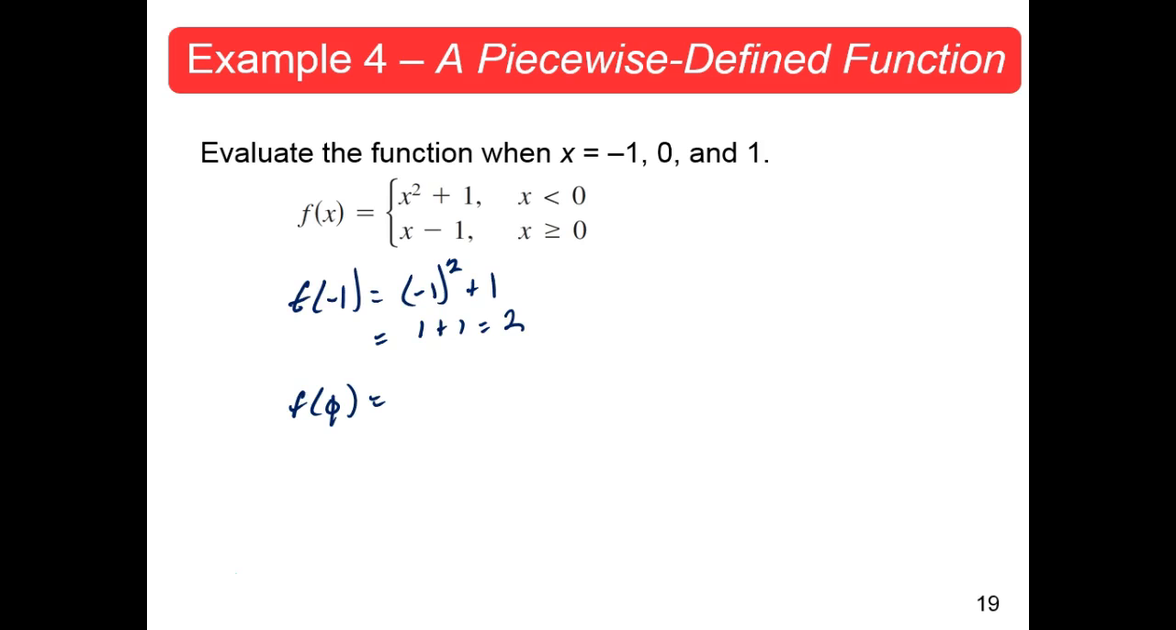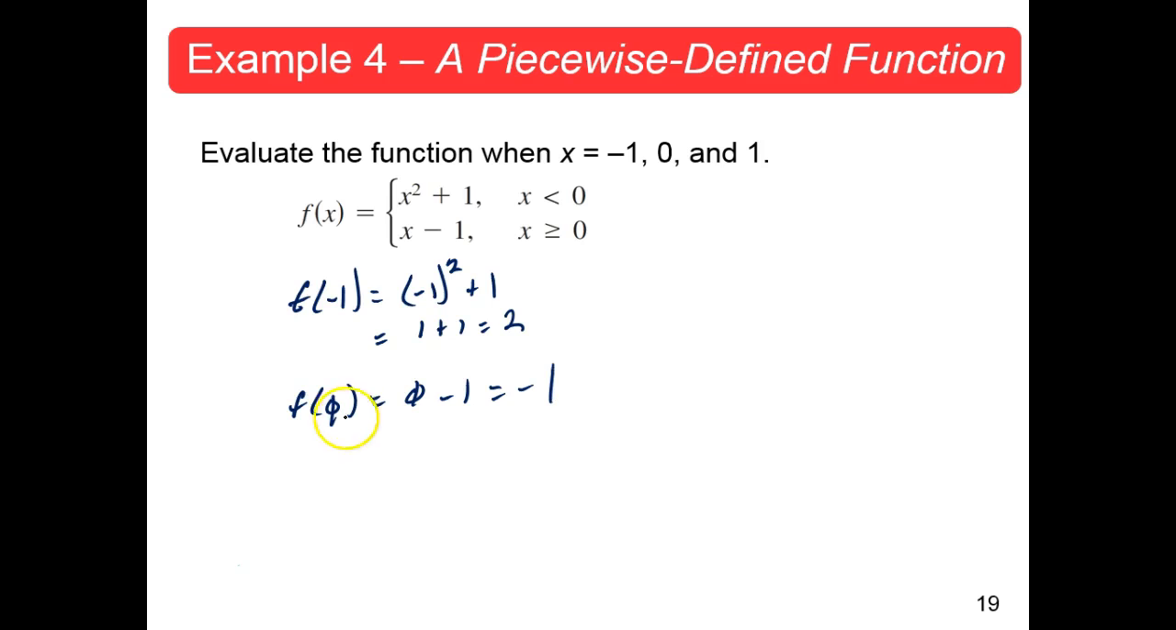Top or bottom? Bottom, because this is for x is less than 0. 0 is not less than 0. 0 is equal to 0. That's what that line under there means. So you use the bottom. And what does that give you? 0 minus 1 is equal to negative 1. Done. Excellent. Way to go.